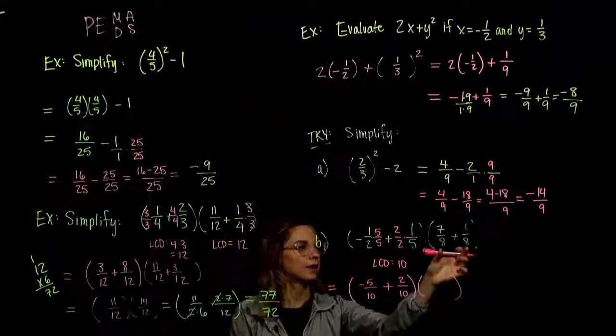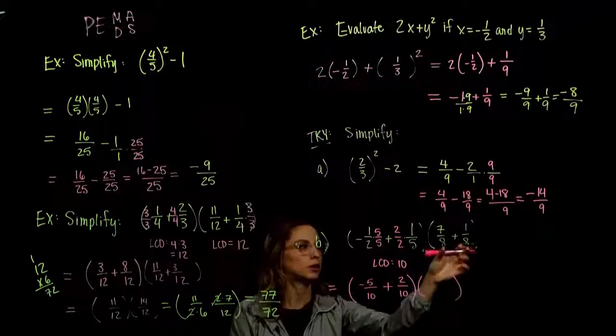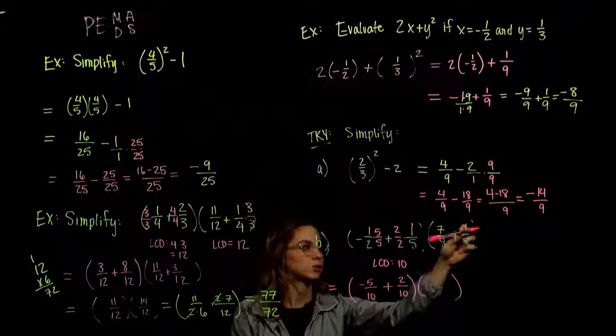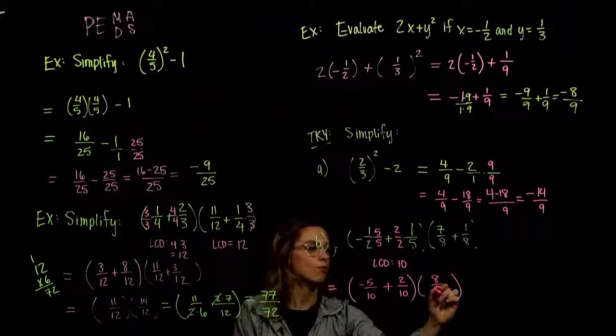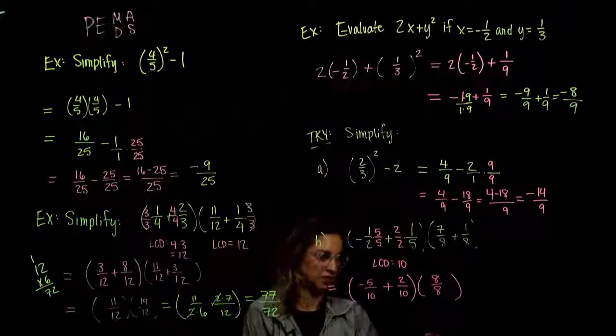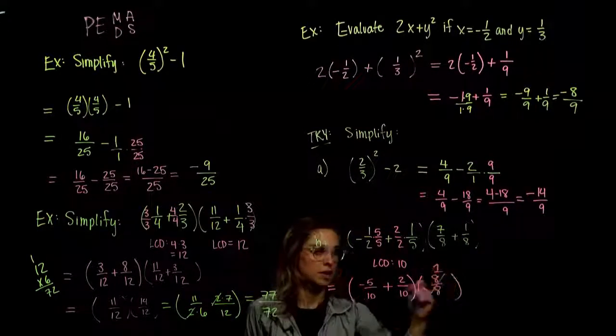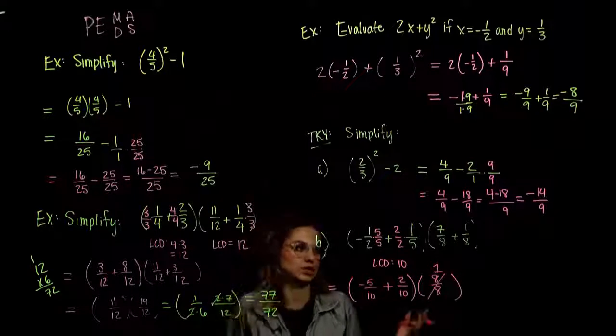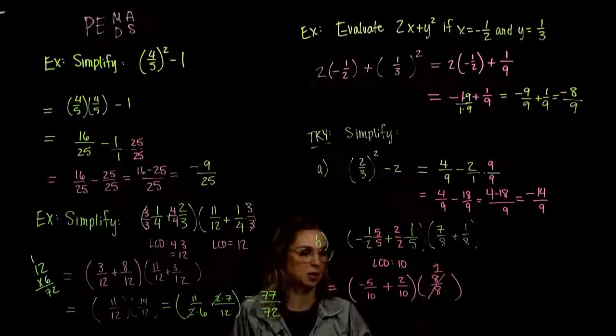And over here, they already had common denominators. So what are we looking at? 7 plus 1 gives me 8 over 8. And what is 8 divided by 8? That's just 1. And multiplying by 1 doesn't change anything, so that term is basically going away.